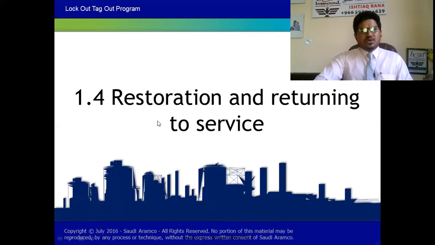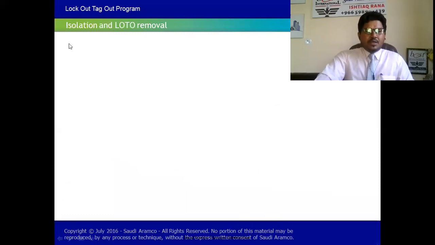The last part of this book is all about restoration and returning to service. That means the job is done. Now you need to give back the site to Saudi Aramco. So how are you going to return it to service?